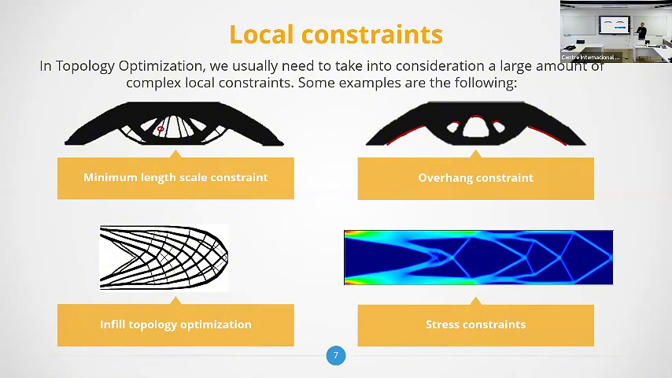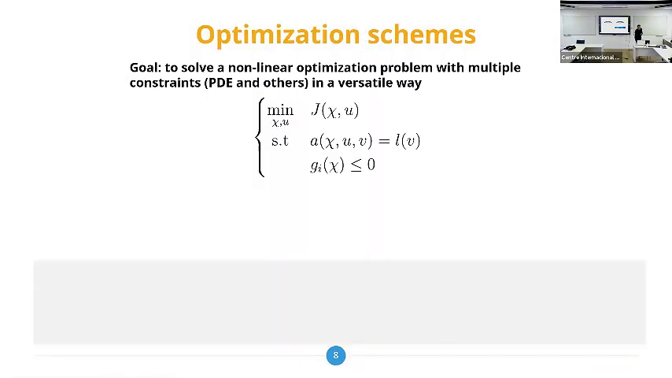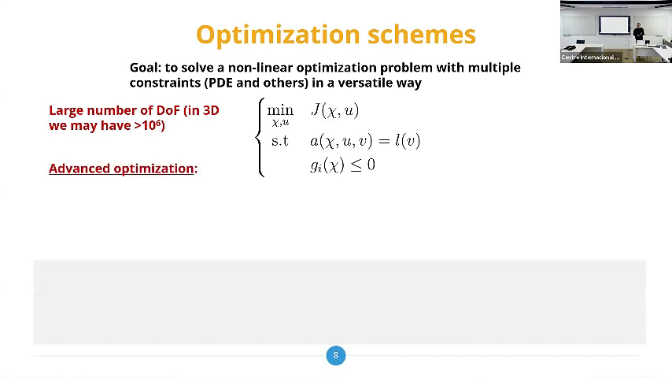In the end, we obtain a problem whose objective function is nonlinear. We have a lot of constraints which are also nonlinear and PDE constraints. Overall, the problem is extremely complex to solve. And focusing, for instance, on 3D, where we use the finite element method to solve the problem, for instance the elastic problem, we may have up to 1 million degrees of freedom. And therefore, overall, we must refer to advanced optimization techniques to solve this problem.